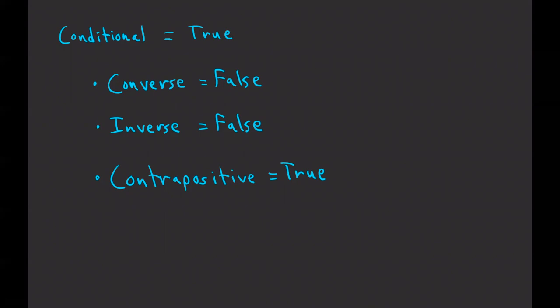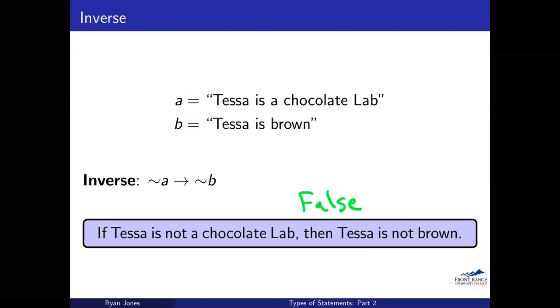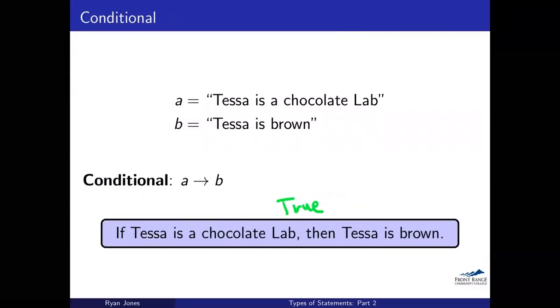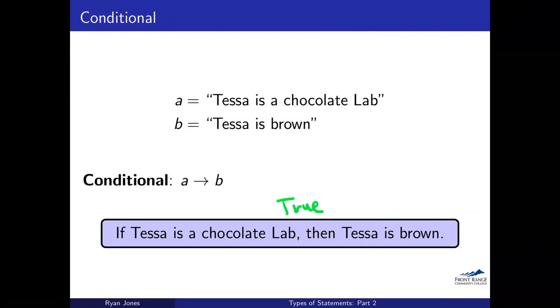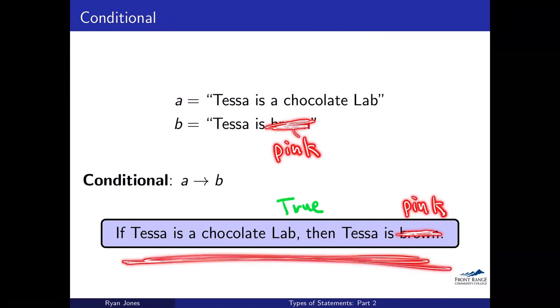Now, we've done this example here where I've given you a conditional that is in fact true. I've used actual facts. I've used the fact that chocolate labs are always brown. But if I changed this, instead of saying brown and I said like pink or something like that, this statement down here in the box, that's not true anymore. If Tessa is a chocolate lab, then Tessa is pink. No, chocolate labs aren't pink. So this is actually a false statement.